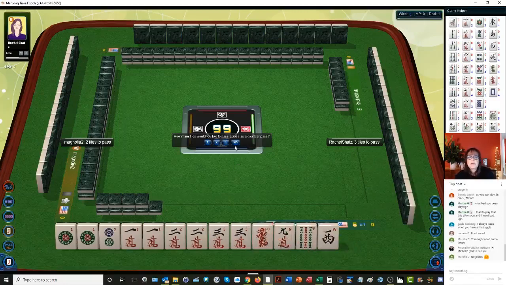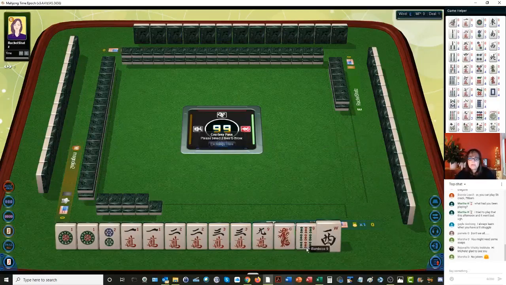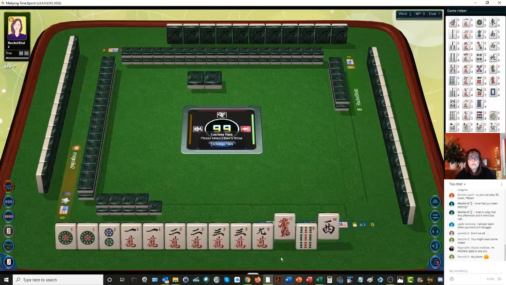I want to wait this out. I want to see if they want any. Okay, they want 2. 2's perfect. We'll keep the 9. Maybe a year hand will come back. Let's see. Let's give up West and the red.